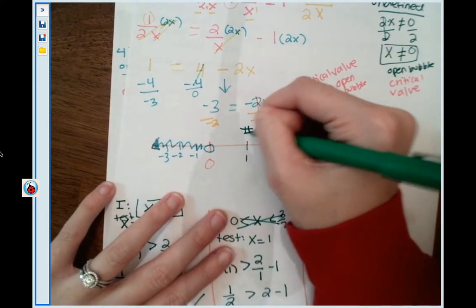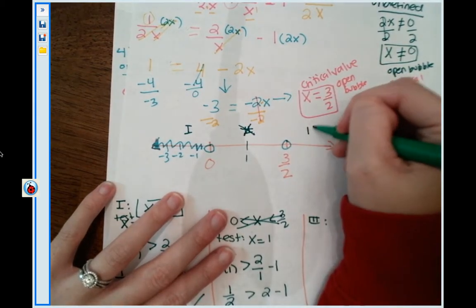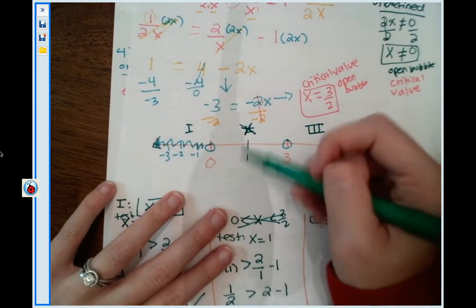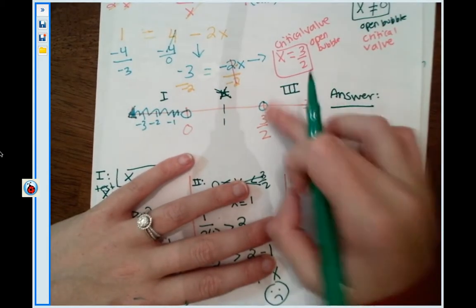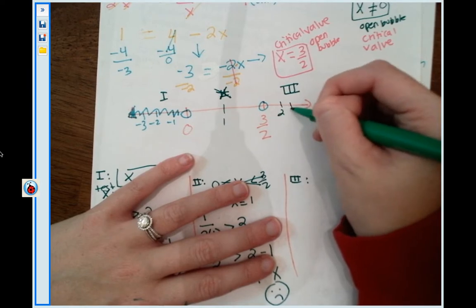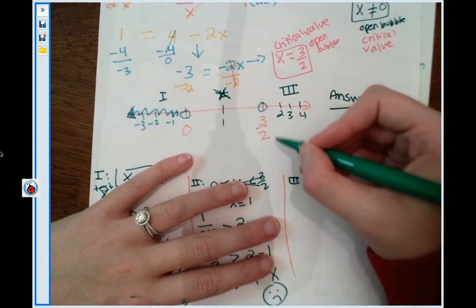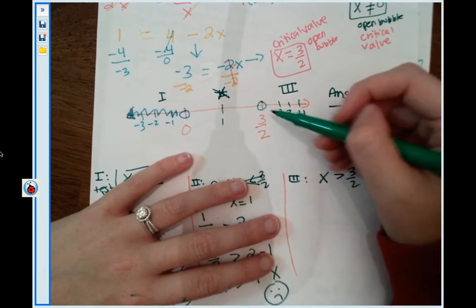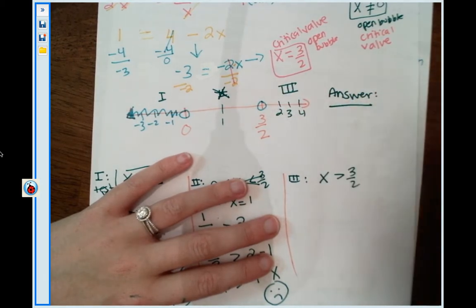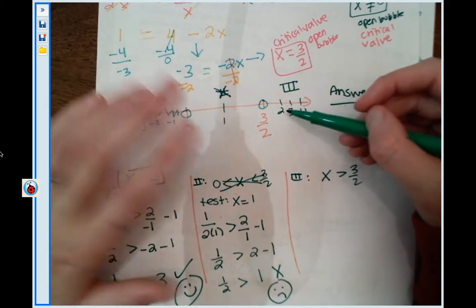Section 2, sorry, I probably should have labeled these as well. This is section 1. Section 2 does not work, so I'm going to cross it out. Okay, so I cannot shade that region because it didn't work. Okay, and then my final region, these things over here, things like 2, 3, 4, etc. Okay, so these are things that are larger than 3/2. So x is greater than 3/2. And it does not equal 3/2 because of my open bubble.